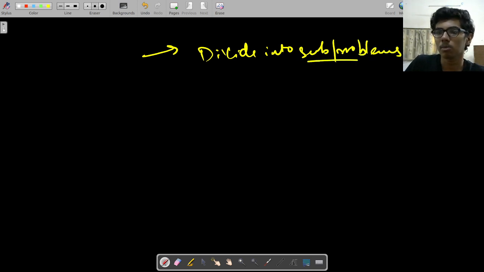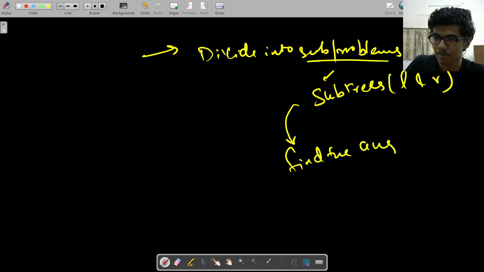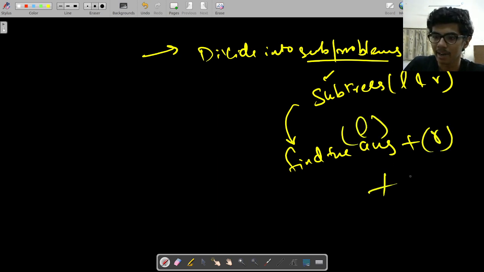Okay, so how sub problems? We have subtrees, left and right, and we will find the answer for this. For this, find the answer for left, and find the answer from right. Okay, so this is L and this is R. And add the root data. This will give us the answer.